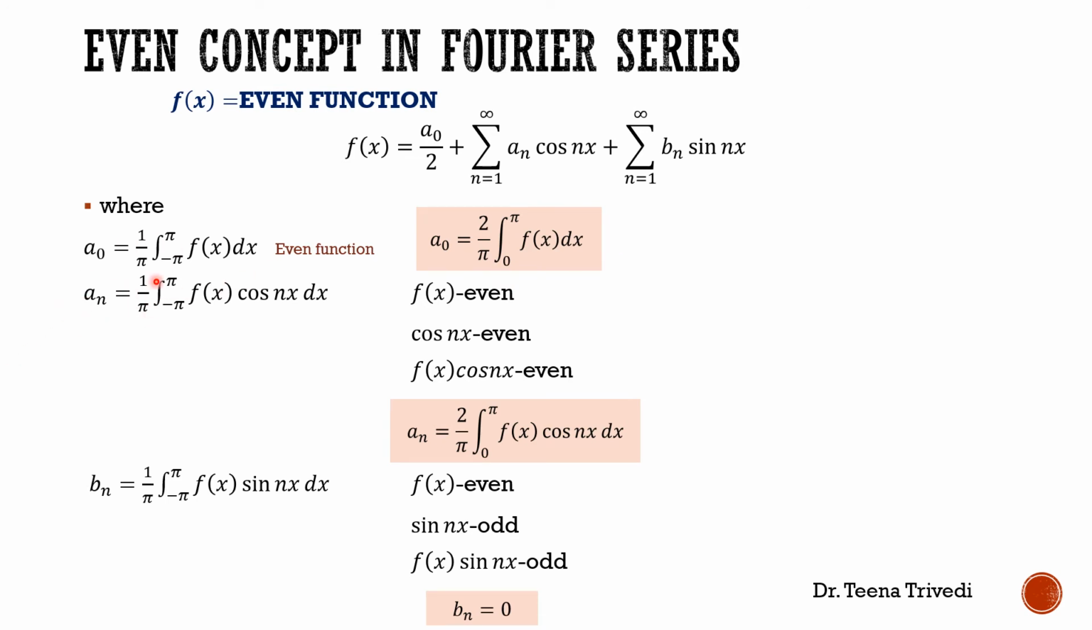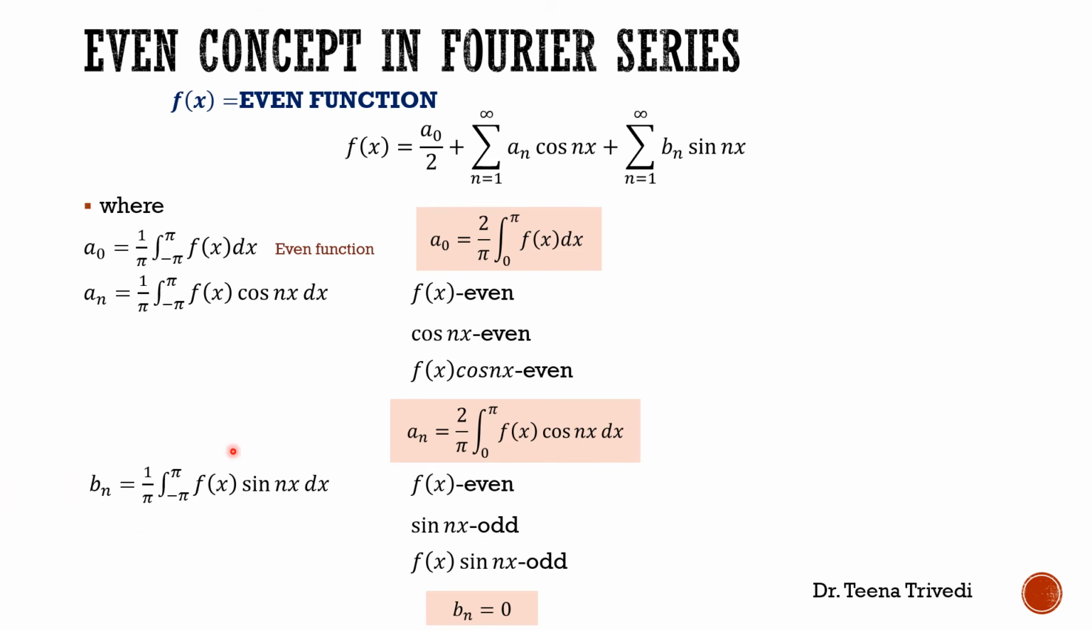Similarly, an is equal to 1/π ∫ from -π to +π f(x) cos nx dx. Now your f(x) is even, and cos nx is also an even function, so f(x) into cos nx, the complete function, will be an even function, and your an value will be 2/π ∫ from 0 to π f(x) cos nx dx.